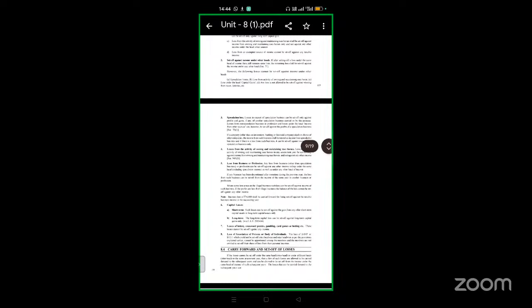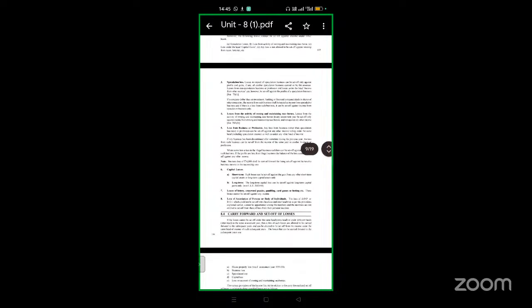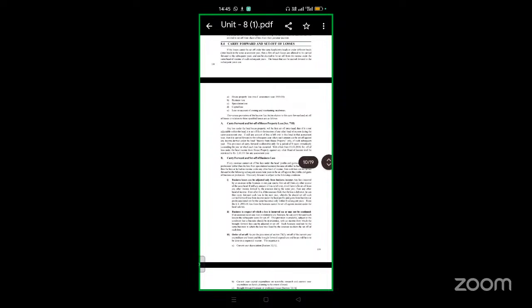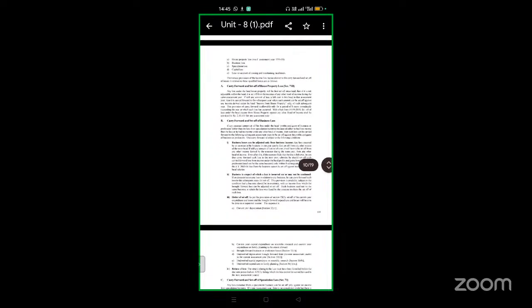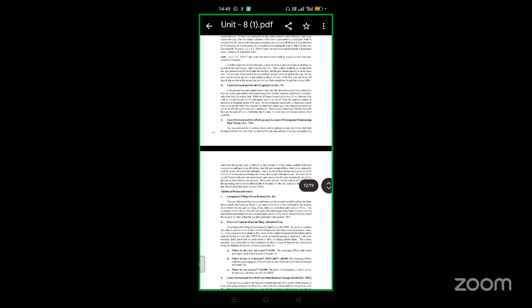Then capital losses. We have short-term capital loss and long-term capital loss. And losses from lottery, crossword puzzles, gambling, card games, or betting, etc. Loss of association of persons or body of individuals. Carry forward and set off of losses: carry forward and set off of house property, carry forward and set off of business, and also carry forward and set off of speculation, owning and maintaining race horses, and filing of loss returns.